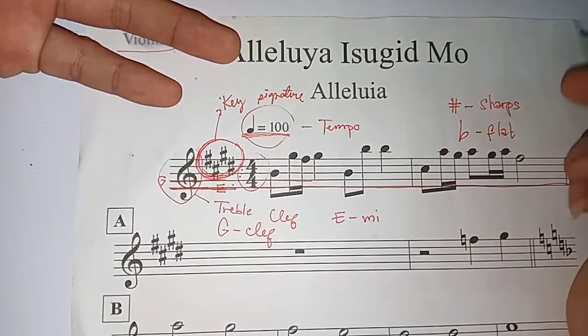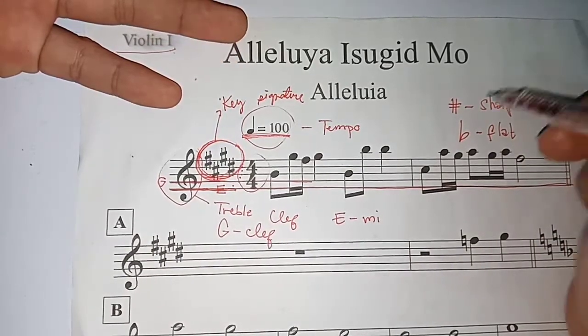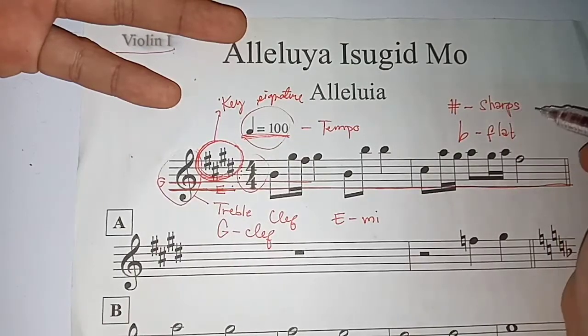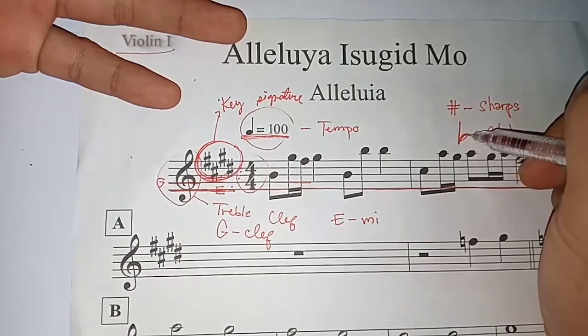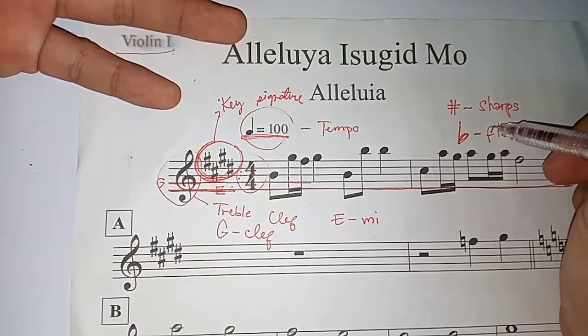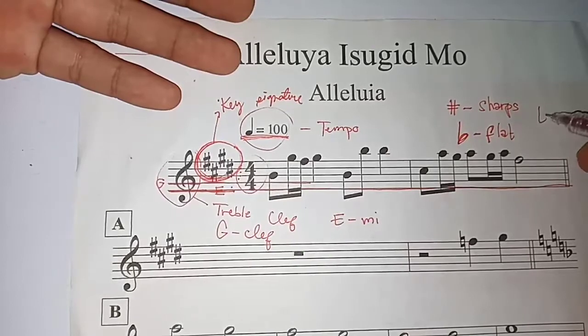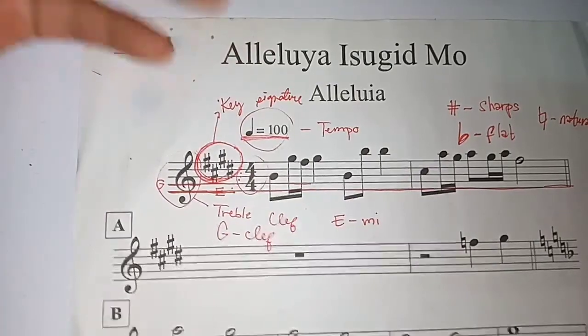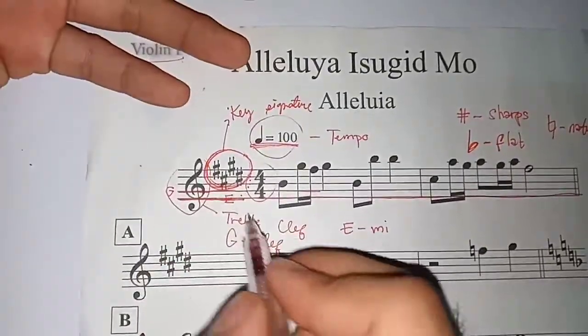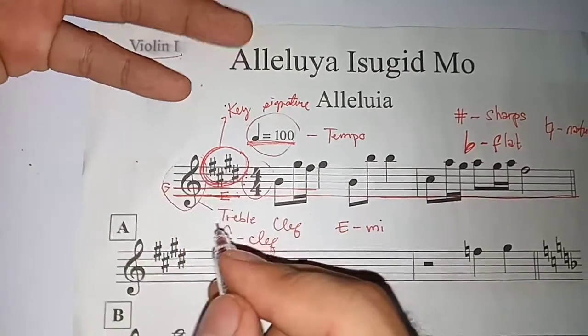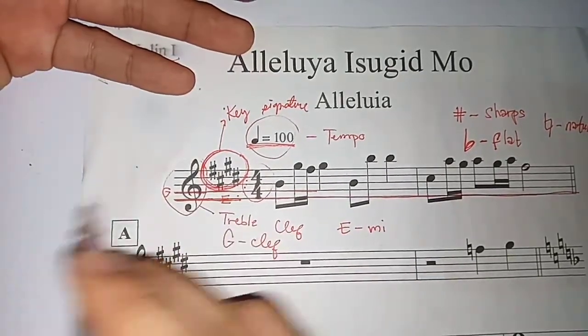For your generation, to make it easier to remember, we have here a hashtag, but in music this is known as sharp. And we have here a B, but in music this is called flat. And we have this symbol as natural. I already discussed this on the music theory video. Okay, let's go back here. Pay attention closely so that you can follow.